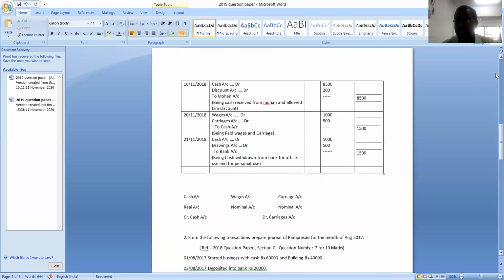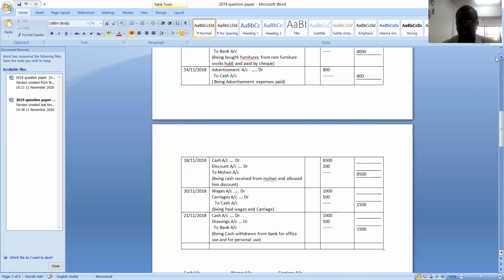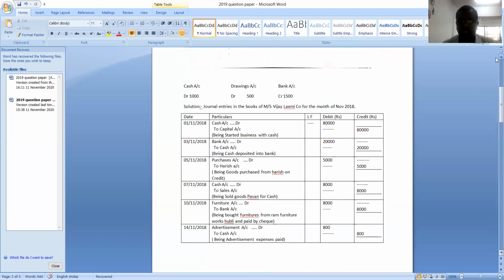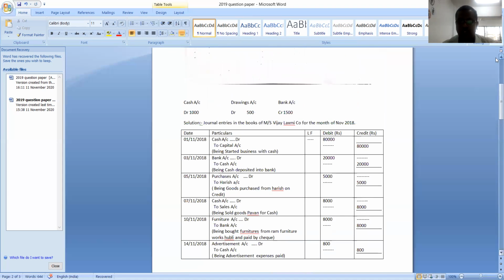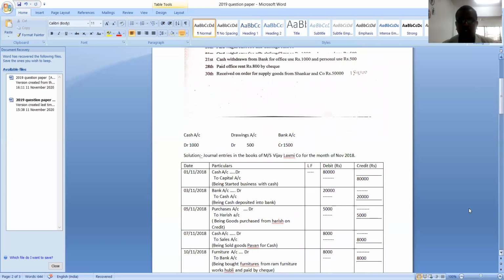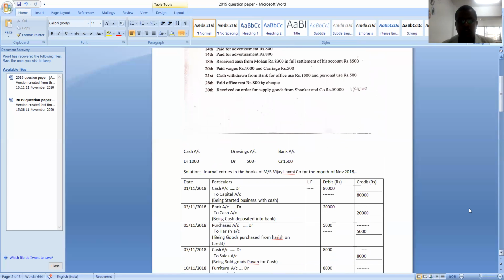Two more transactions are remaining. Okay. What is the next transaction? It is dated on 28th. Transaction is paid office rent rupees 800 by check.